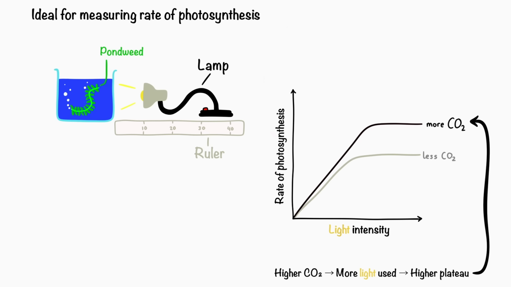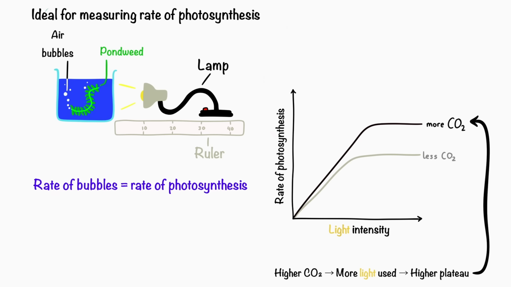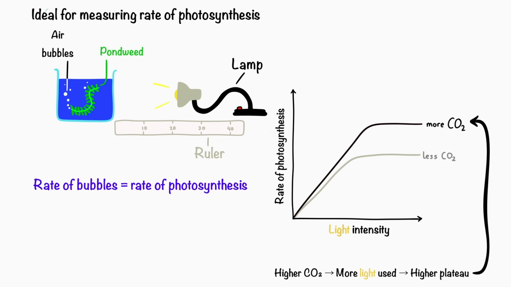Scientists measure photosynthesis rates in various ways. One common method uses aquatic plants like Canadian pondweed. As the plant photosynthesizes, it produces oxygen, which forms bubbles. The rate at which bubbles are produced corresponds to the rate of photosynthesis. In a typical experiment, a light source is placed at a specific distance from the pondweed.